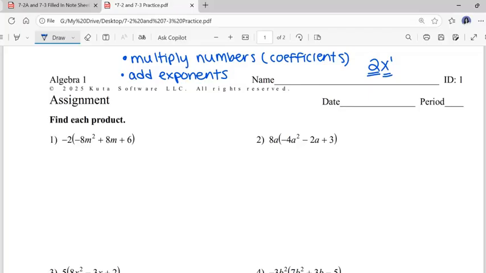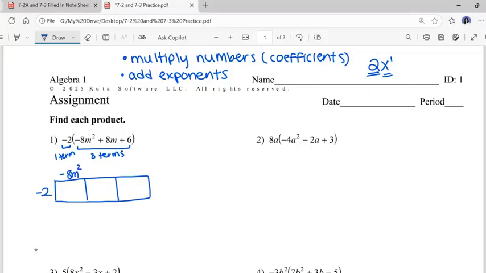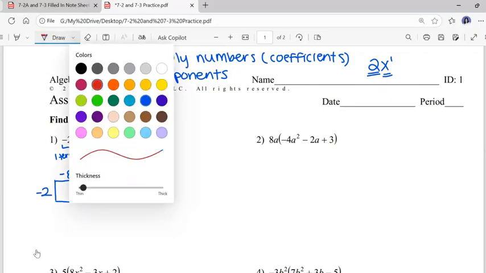I am going to show you how to do this with the box though, because we will be using the box a lot. The box is where I make an appropriate size box for our problem. This first one has one term in it, that's a monomial, and then the second polynomial has 3 terms in it. So I can make a 1 by 3 box, and you can make it go horizontally long or vertically long, it doesn't matter. And then I'm going to stick the -2 on that left side, because that's a term by itself, and -8m squared, positive 8m, and positive 6 are going to go across the top.